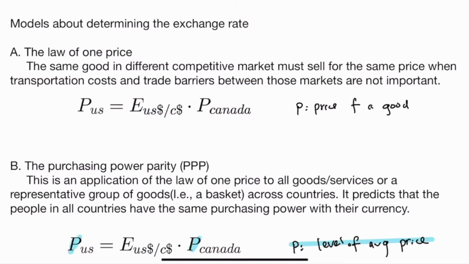Different from the law of one price, where the P here refers only to the price of a good in the US and Canada. So that's the main difference between the law of one price and the purchasing power parity. The law of one price emphasizes that a particular good in a competitive market needs to have the same price after adjusting for the exchange rate. But the purchasing power parity is about the level of average price, or a representative group of goods, that needs to be the same price after adjusting for the exchange rate.